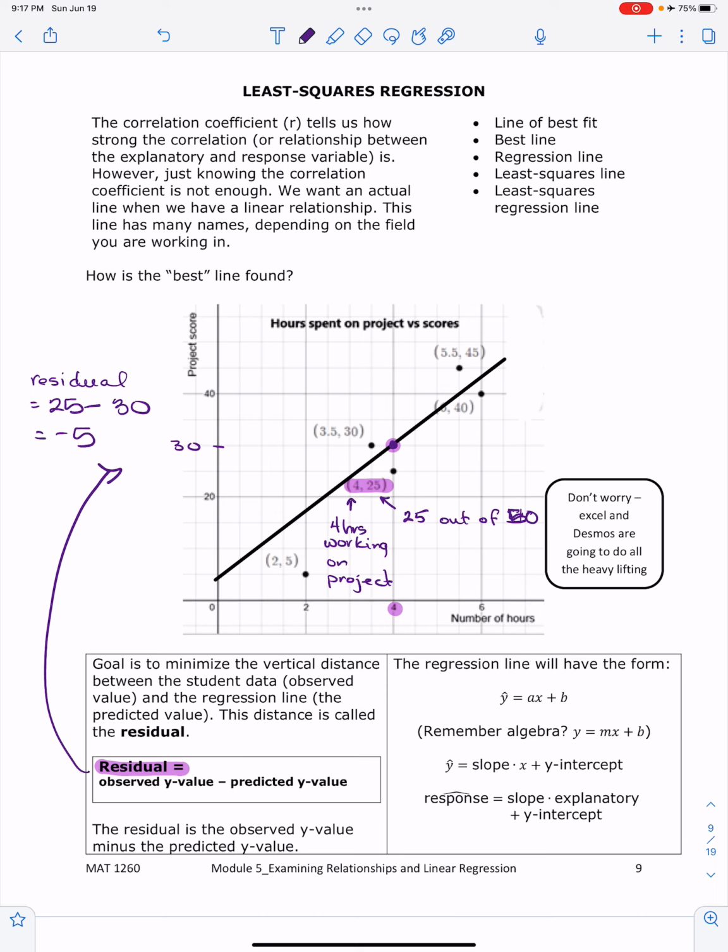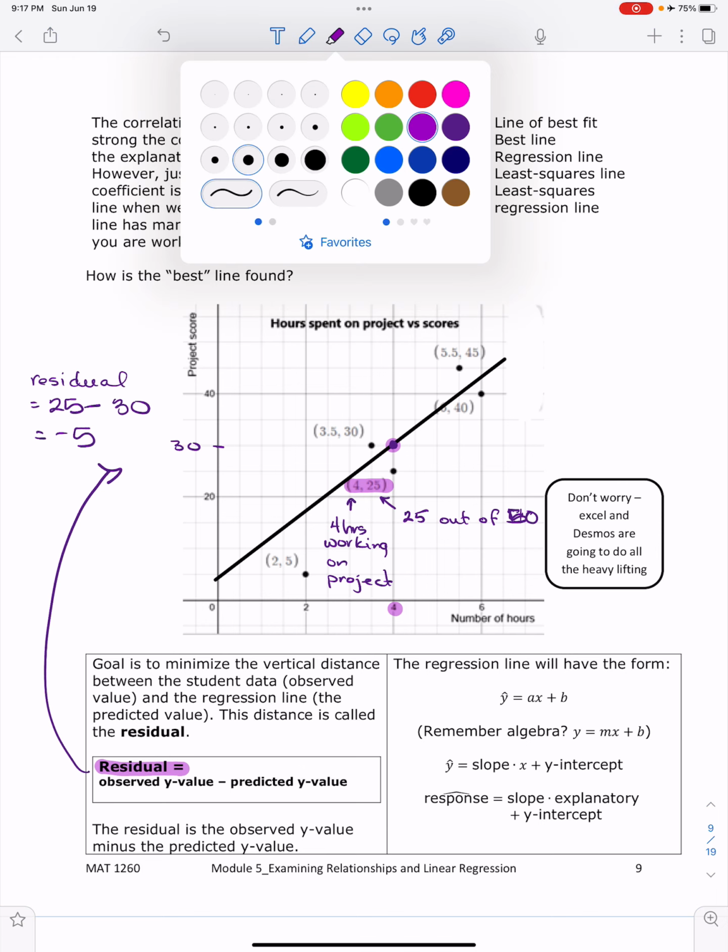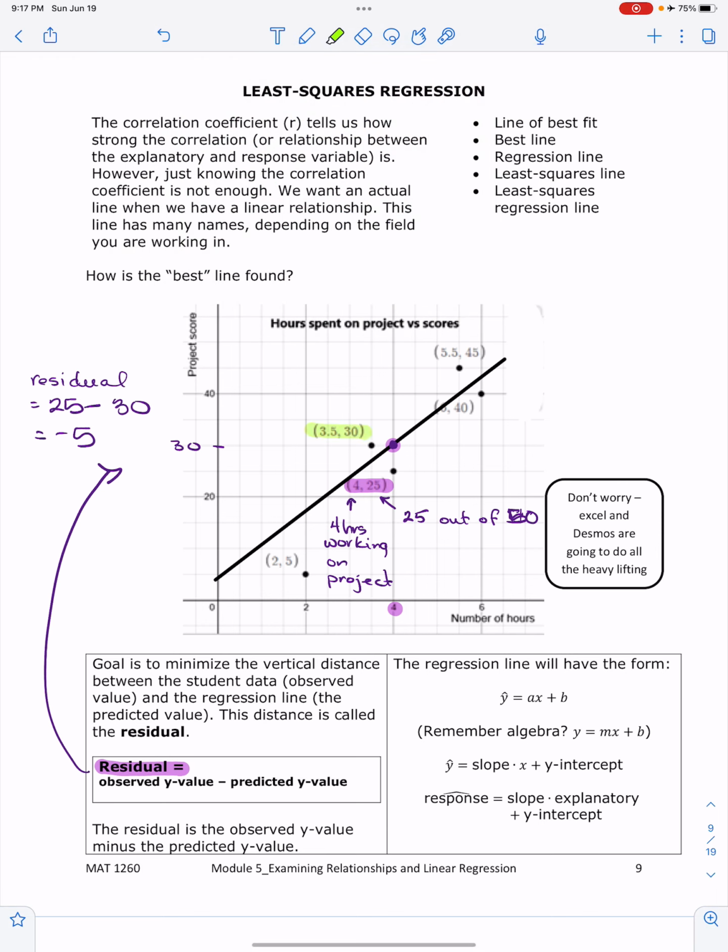If our line of best fit is over predicting, then we're going to have a negative residual. That means our actual value lies below the line. Okay? Anything that lies below the line is going to have a negative residual. Anything that lies above the line is going to have a positive residual. So above the line, positive residual.